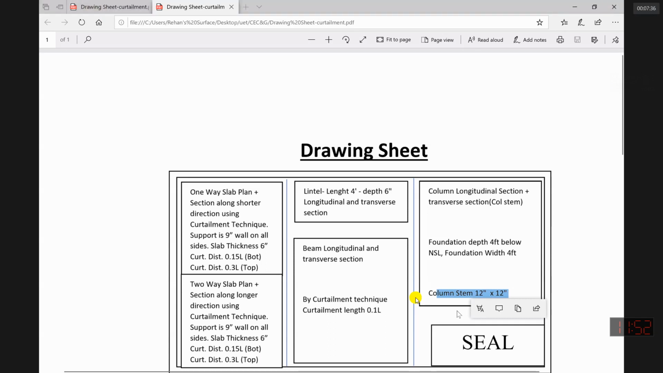You can ask questions if you have any, or you can raise your hand. Do you have any question? You can either raise your hand or you can write down the question in the chat.